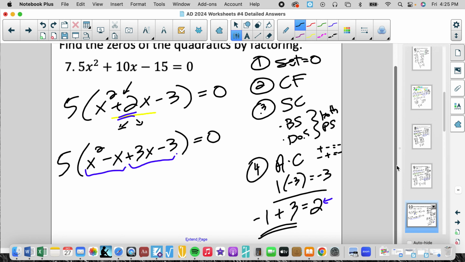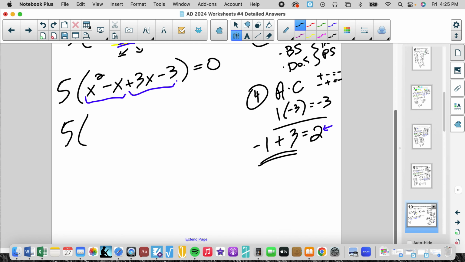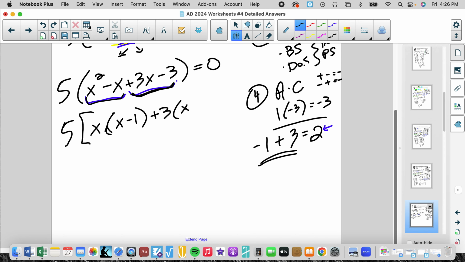And I'm going to keep that 5 out there. I'm actually going to do this. So if I factor these pairs, what can I factor out? I can factor out an x. If I factor out an x from x squared, that gives me x, and x from negative x leaves me with negative 1. That was tricky. And what can I factor out of these two? I can factor out a 3. If I factor a 3 from 3x, that leaves me with 3. And if I factor, which is division, factor a 3 from negative 3, that gives me negative 1.